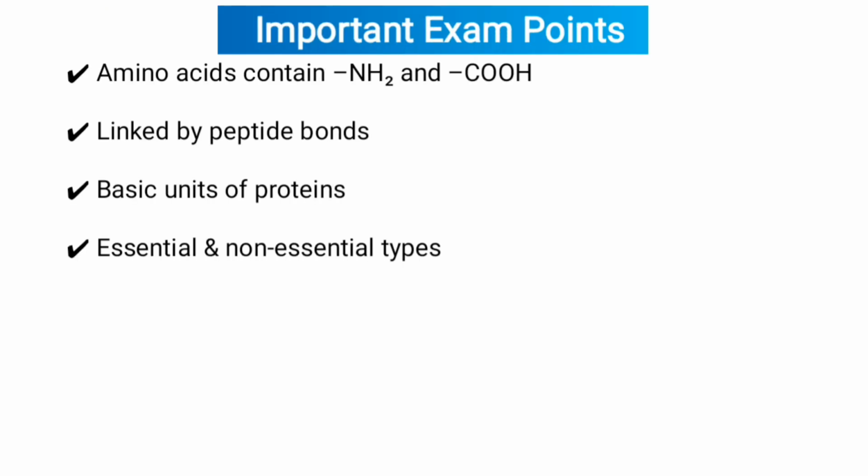Important exam points for amino acids. Amino acids contain NH2 and COOH, are linked by peptide bonds, are the basic unit of proteins, and are of essential and non-essential types.